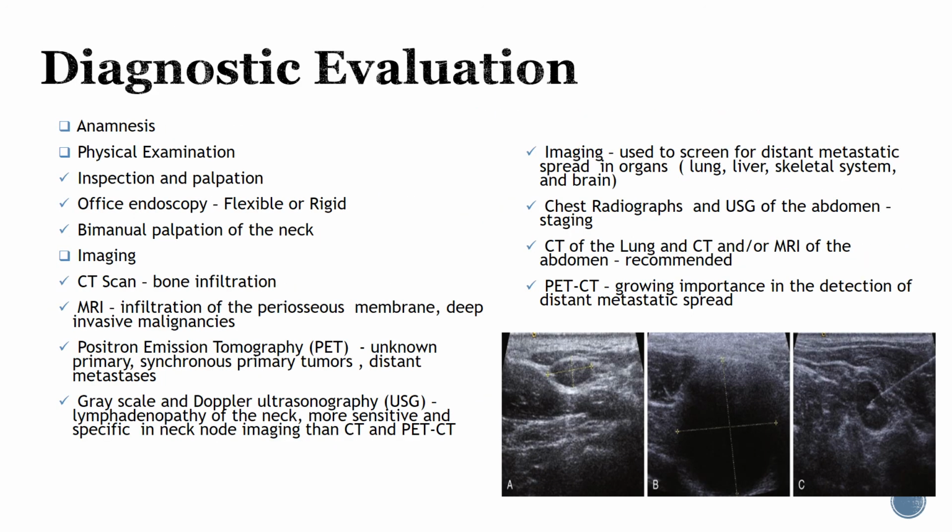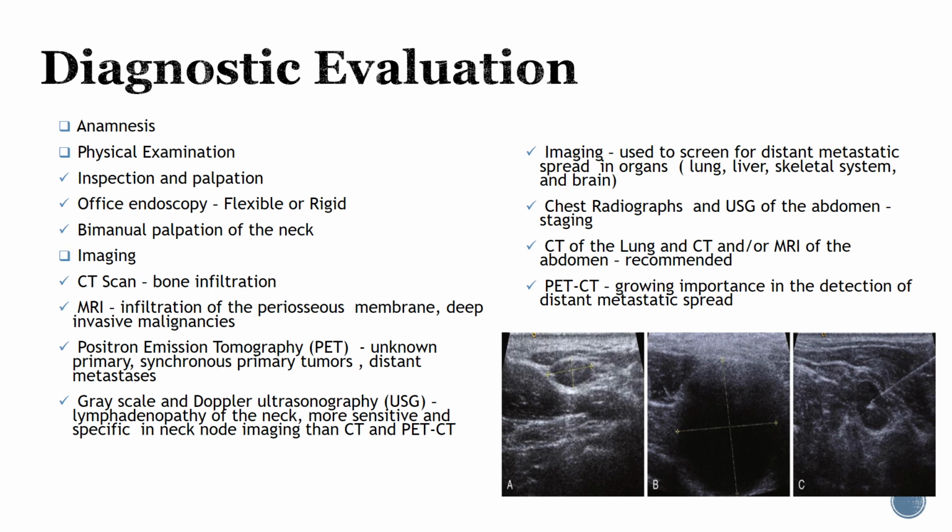For diagnostic evaluation, anamnesis is part of the comprehensive evaluation of the patient with cancer of the head and neck. Physical examination should include inspection and palpation, especially at the tongue base and tonsillar fossa, sensate testing, and an office endoscopy, either flexible or rigid. Examination can unveil local tumor extension and nerve infiltration. Video endoscopy and documentation of findings are helpful tools for record keeping and future comparisons. Bimanual palpation of the neck is mandatory to assess lymph node status and possible regional metastatic spread.